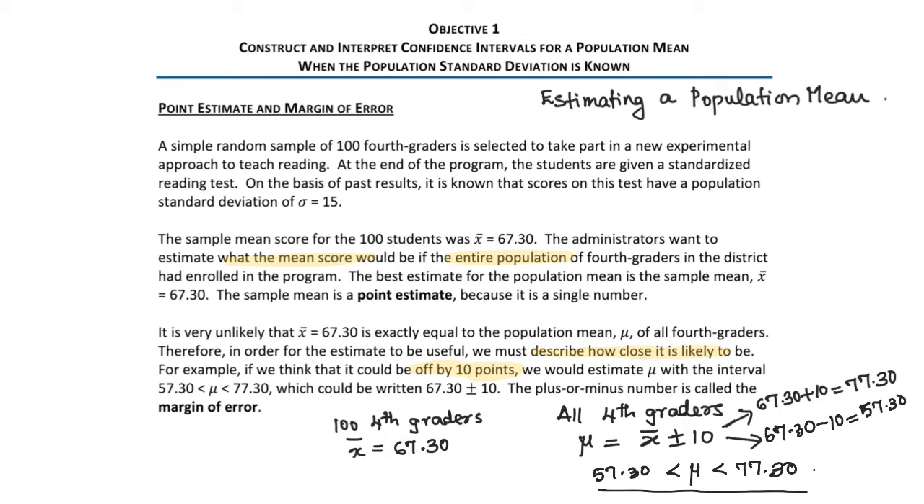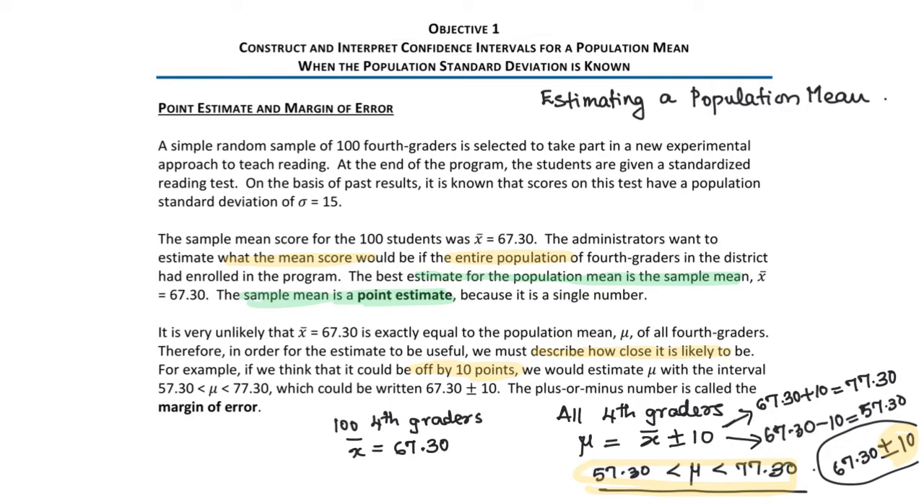Or we can write it in short form like 67.30 plus or minus 10. So this is the interval, and this plus or minus 10 is called the margin of error. So right now you learned new words like point estimate and margin of error, and you learned the meaning of plus or minus. Plus or minus means we are adding and subtracting a number from the mean, and that number is called the margin of error. The best estimate for the population mean is the sample mean, and the sample mean is the point estimate. We add and subtract the margin of error from the point estimate to find the interval.